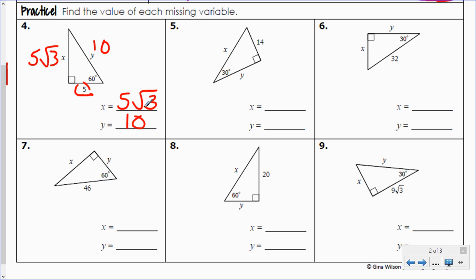All right, let's look at number 5. This one is pretty similar. 14 is the shorter leg. So the hypotenuse, which is x, is 2 times that, or 28. And then your longer leg, which is y, would be 14 times the square root of 3.